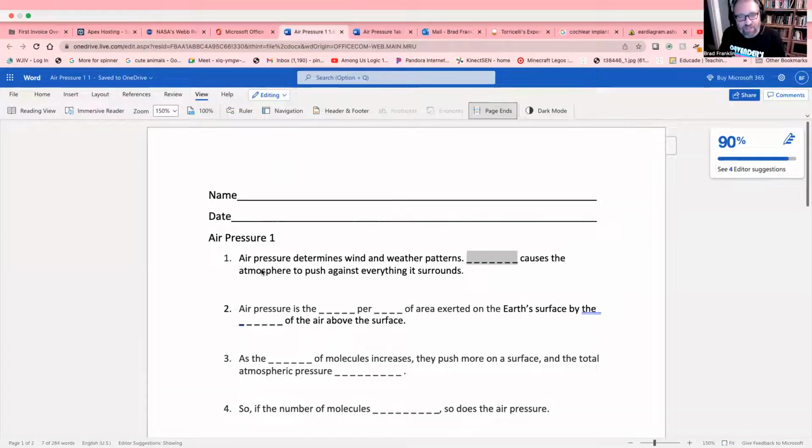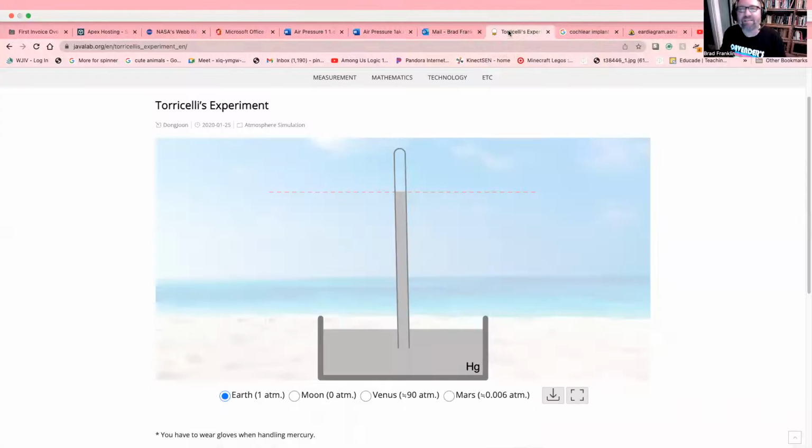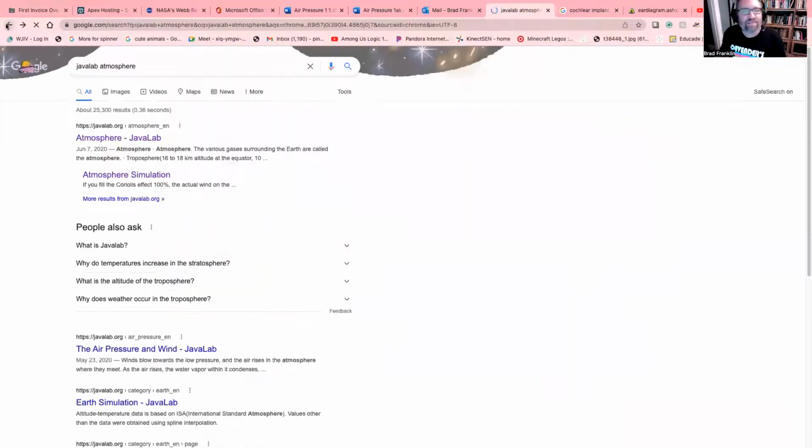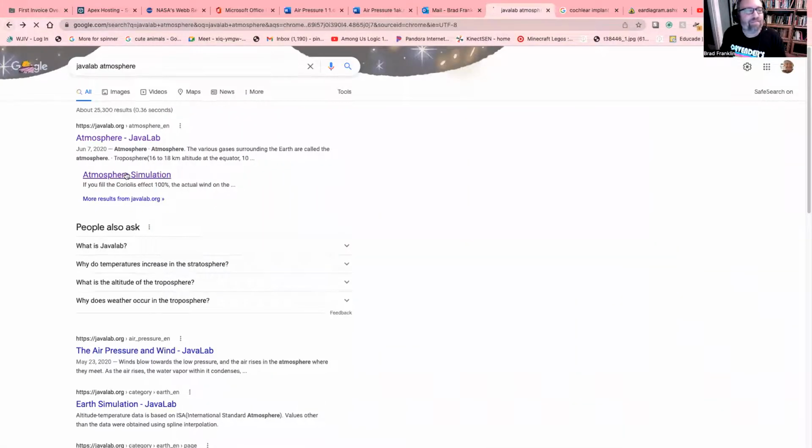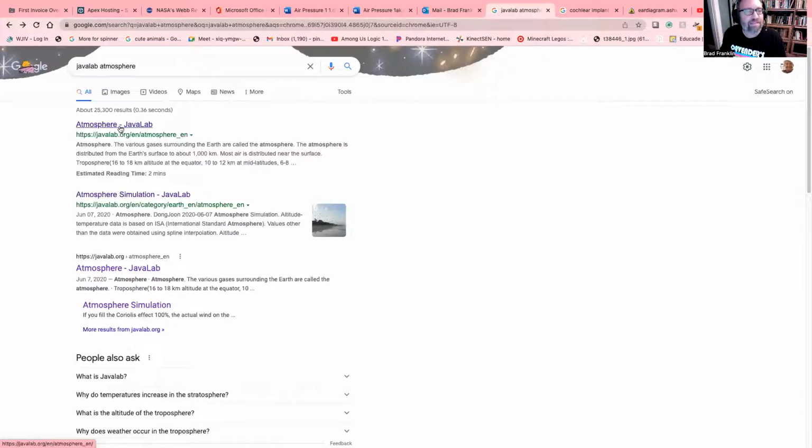Here we go. Air pressure determines wind and weather patterns. Blank causes the atmosphere to push against everything it surrounds. Something causes the atmosphere to push against everything it surrounds. What is that? Let's take a look. I want to show you that a little bit later, but let's see.